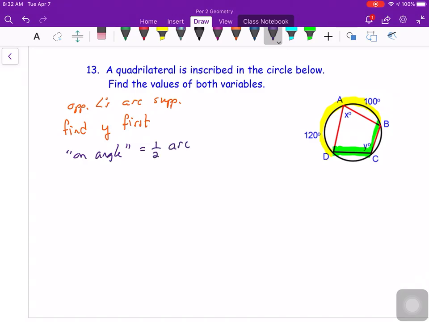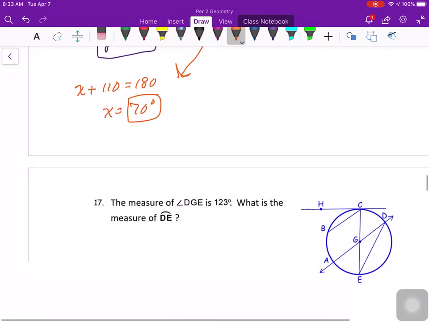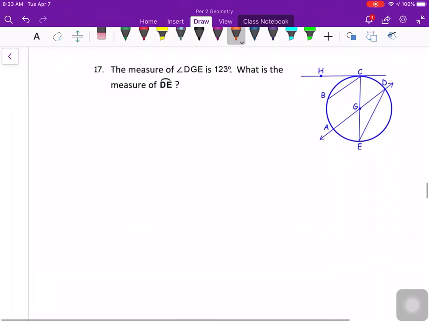So what we have there is an inscribed angle. It's equal to half of the arc. Now that arc is 120 plus 100, so that's 220 degrees. So y is going to be equal to 1/2 of 220 degrees. Y is 110 degrees. And then we can use the idea that they're supplementary. So x plus 110 equals 180. X would equal 70.